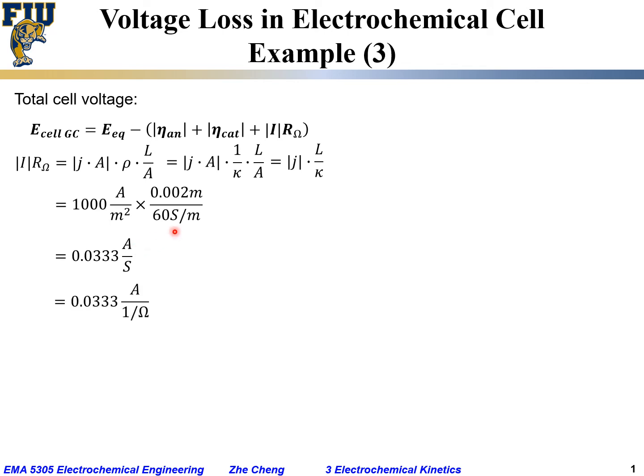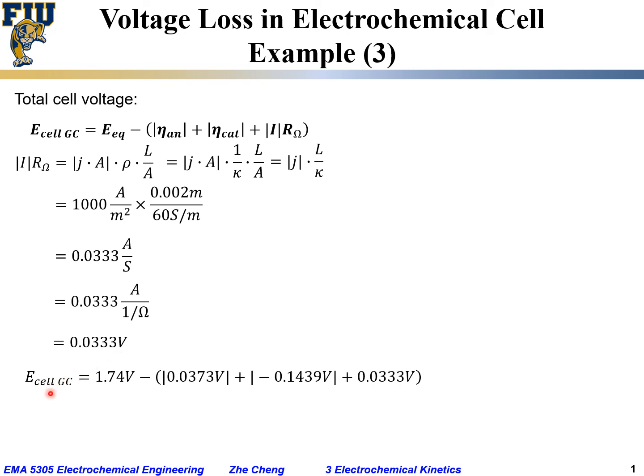And remember, not centimeter, Siemens. And Siemens would be 1 over ohm. So amp divided by 1 over ohm is essentially amp times ohm. Amp times ohm would just be volt. So the voltage loss comes up to be 0.0333 volt or 33.3 millivolt. That would be the potential loss due to ohmic resistance primarily associated with the electrolyte, 33.3 millivolt of loss.